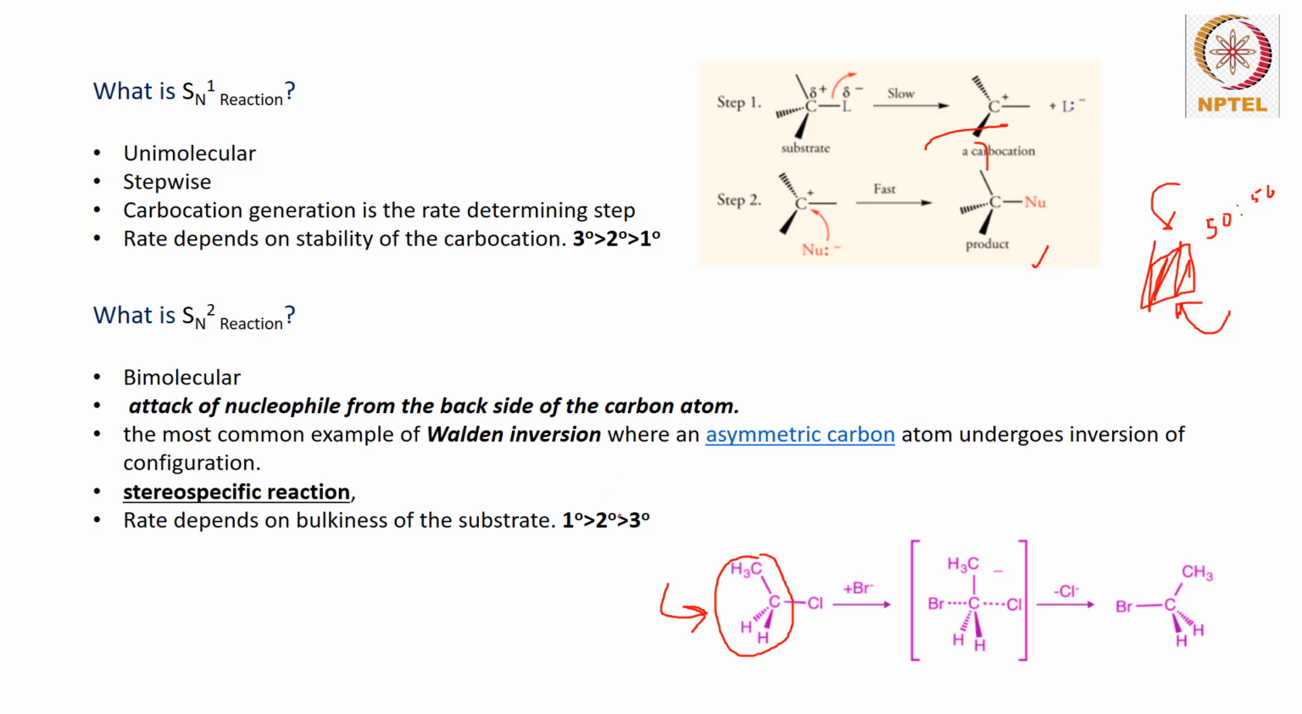What is the rate of the reaction? It depends, like 1 degree will react faster than 2 degree than 3 degree. Why? The 1 degree is less sterically hindered. So if something is less sterically hindered, you can attack that part very easily. Suppose something is blocked by a huge wall. Anything can't attack that place easily. But if it is not covered by big walls but by some small walls, then anyone can attack that place quite easily. So 1 degree will react faster because it can be attacked by the nucleophile easily.